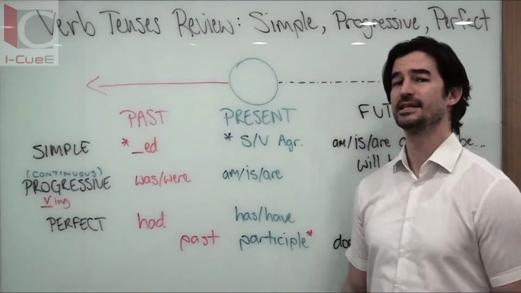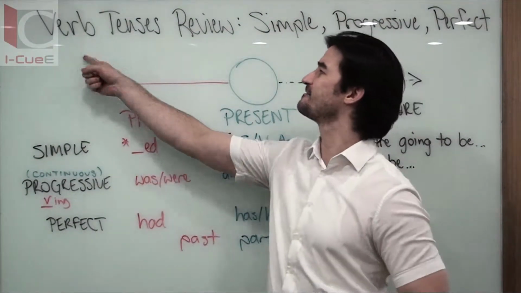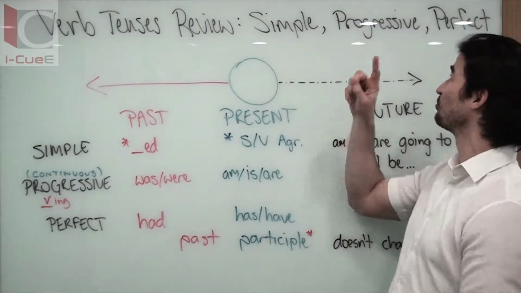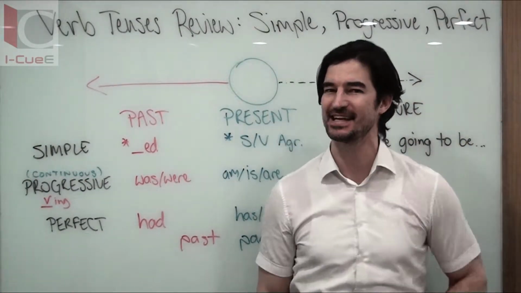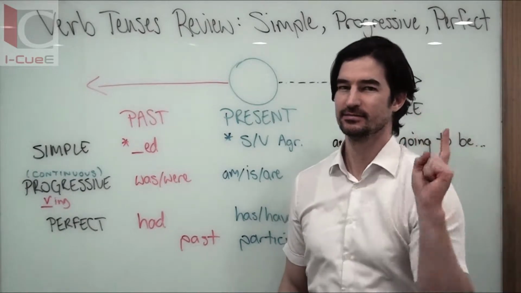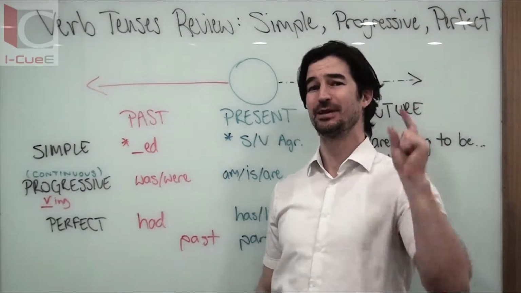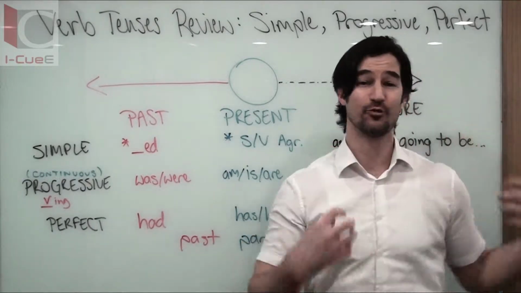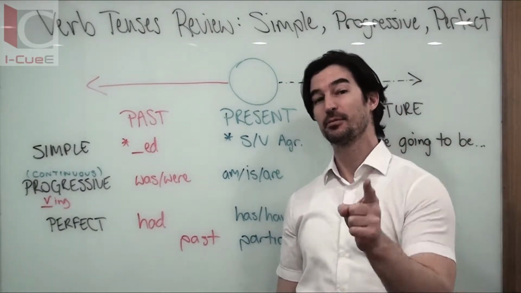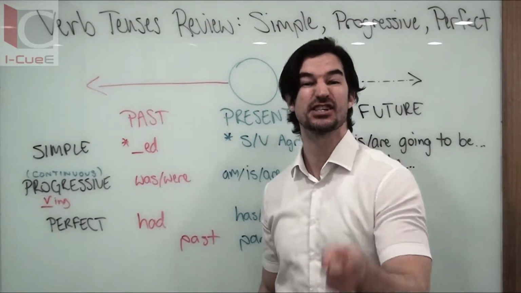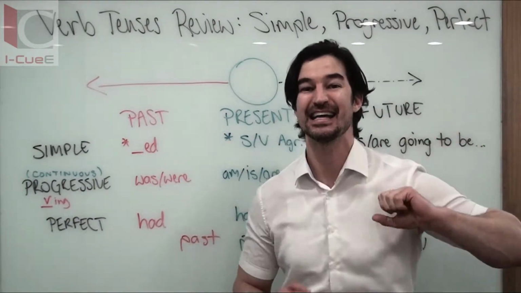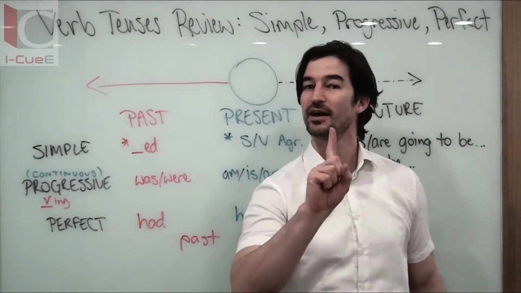Hello, welcome. Today we are going to be covering a verb tense review of the simple, progressive, and perfect tenses. So, I hope you're ready. That's 9 verb tenses we're going to be going through because as you know, verbs are really important words in English. In fact, they are probably the most important kind of word in the English language because you cannot have a single sentence without at least one verb.